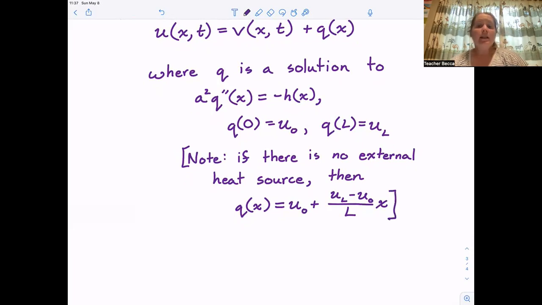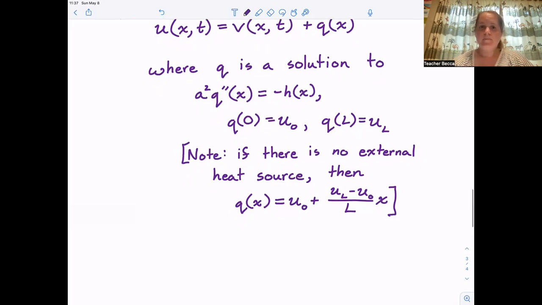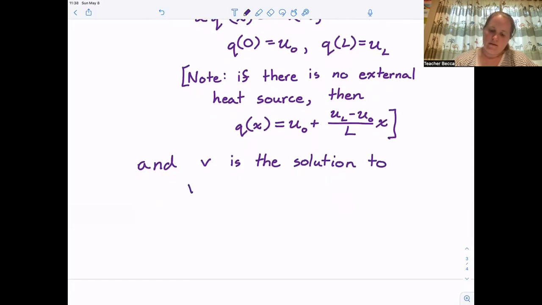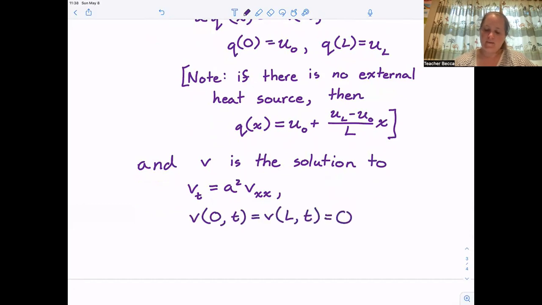If h of x is non-zero, then we do have to put in a little work. Furthermore, so this is Q, and V is the solution to the first partial with respect to t of V equals a squared times the second partial with respect to x, with V of 0t equaling V of Lt equaling 0, and V of x0 equaling f of x minus q of x.